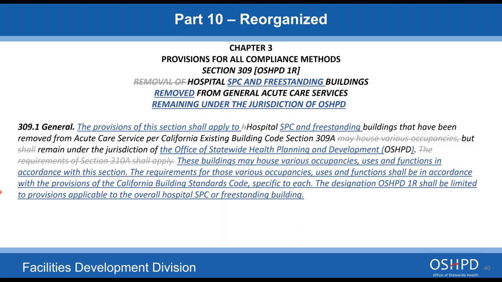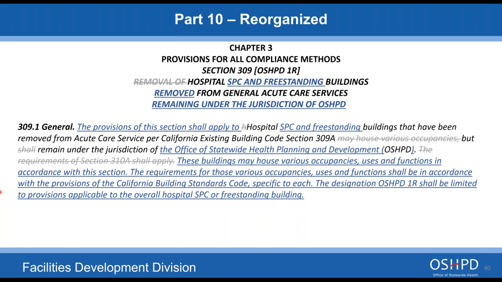So we moved a lot of language from 309A into 309, and 310A, actually 310A in its entirety, into 309, because again, the A chapters are specific to hospitals. So 309A has been retitled to Hospital SPC and Freestanding Buildings. You've seen that a lot in every application of each part. We wanted to clarify that it does apply to an SPC building as well as a freestanding building removed from general acute care services and remaining under the jurisdiction of OSHPD.